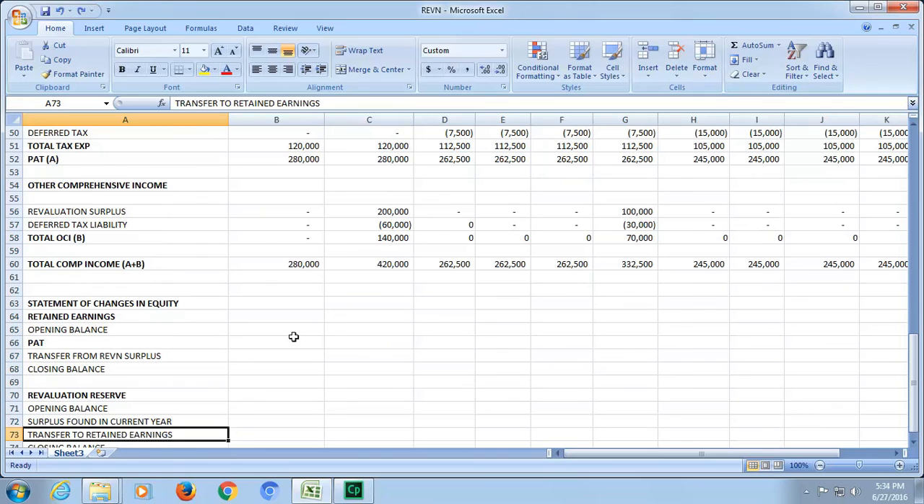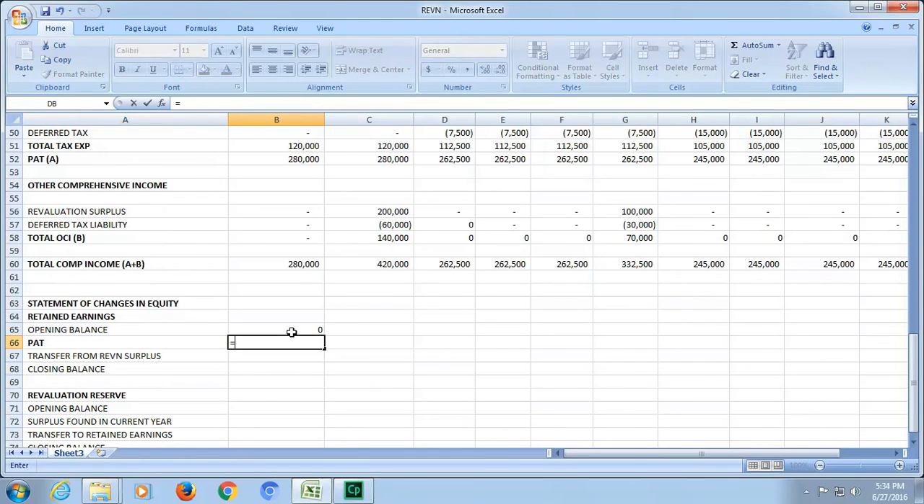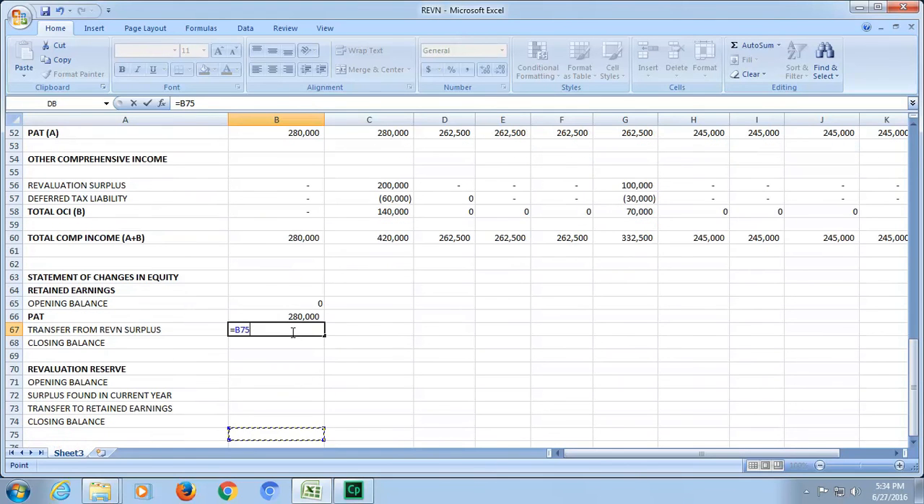So let us start. Opening balance of retained earnings was 0. The current PAT is equal to 2,80,000. Transfer from revaluation surplus would be coming from this particular account. Transfer to retained earnings, it is 0. Closing balance would be opening balance plus current year PAT plus current year transfer from revaluation surplus. It will be 2,80,000. Opening balance in the revaluation surplus was 0.